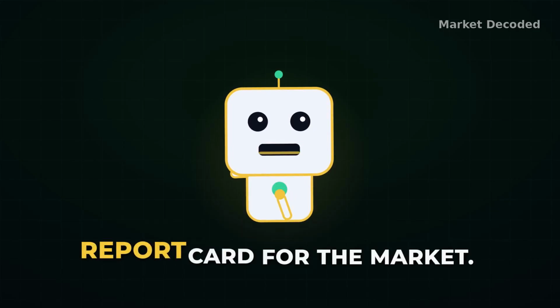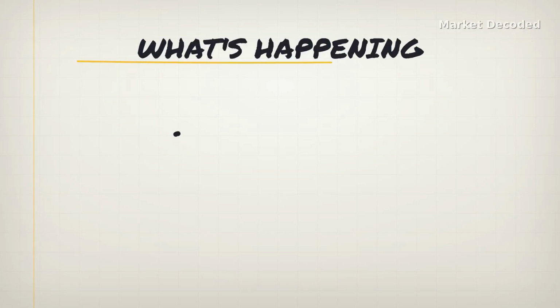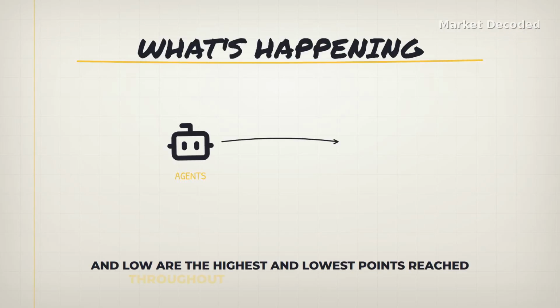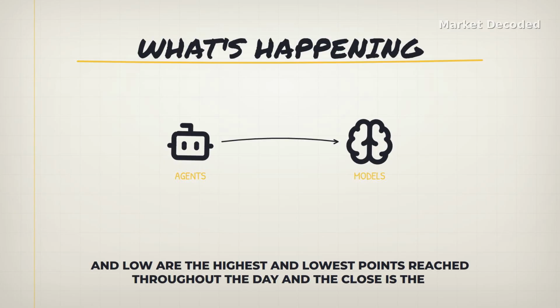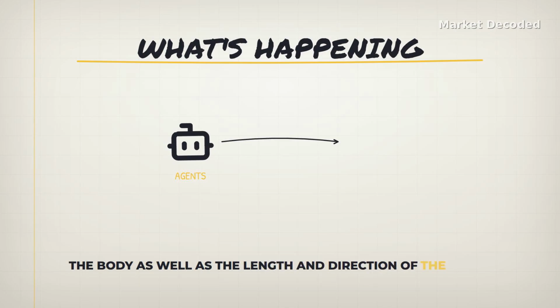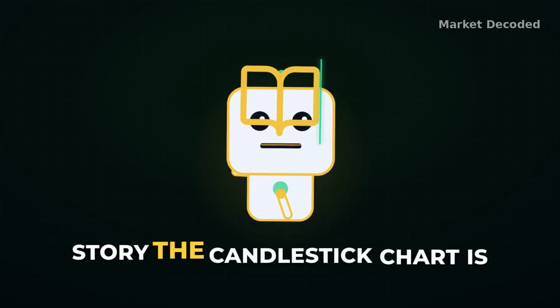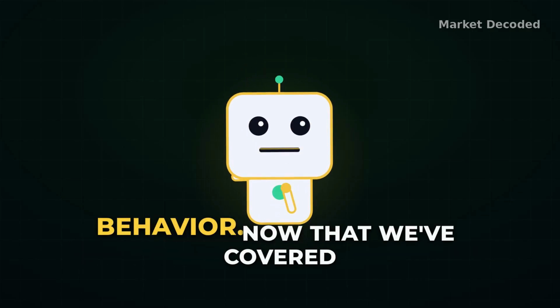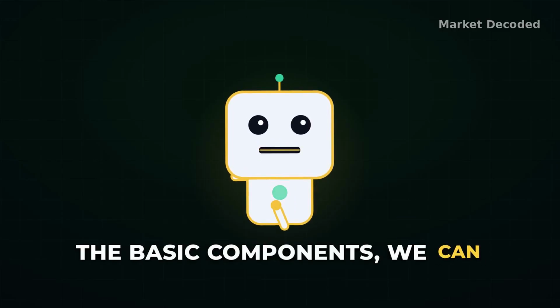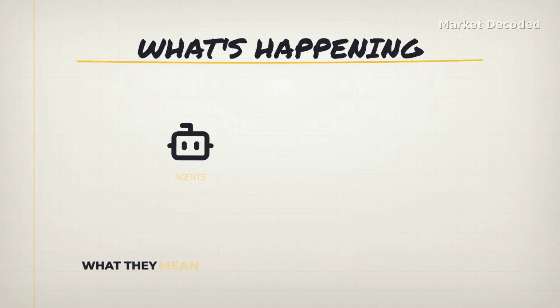Think of it like a daily report card for the market. The open is like the starting score, the high and low are the highest and lowest points reached throughout the day, and the close is the final score. And here's the part most people don't know. The length and color of the body, as well as the length and direction of the wicks, all provide valuable insights into market sentiment and potential future movements. By examining these components, we can start to understand the story the candlestick chart is telling us about the market's behavior. Now that we've covered the basic components, we can start to explore how they interact and what they mean for our understanding of the market.